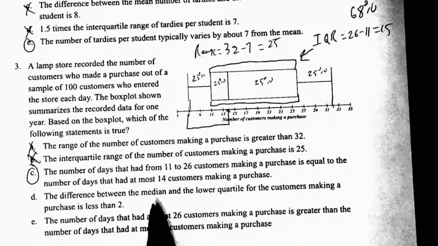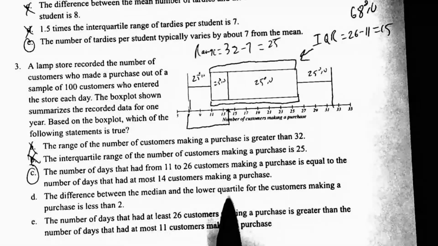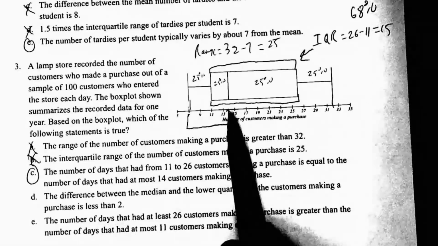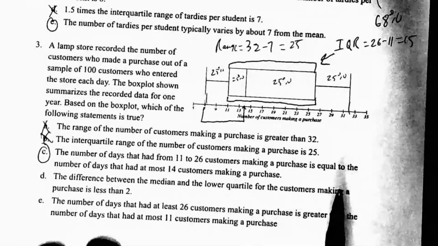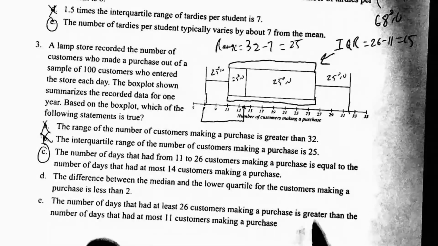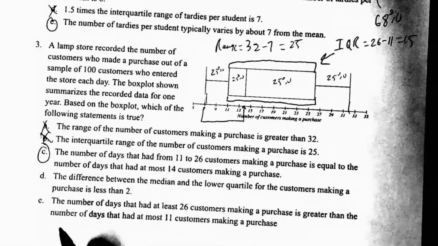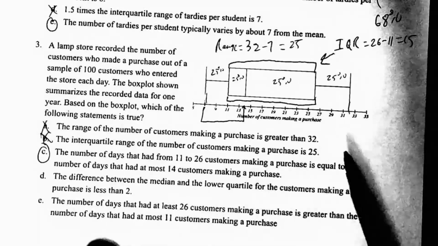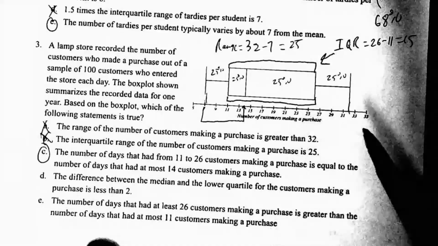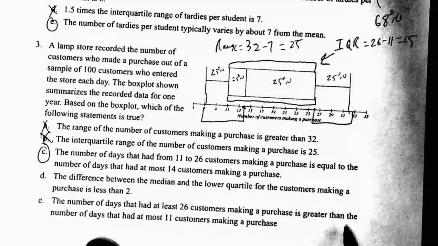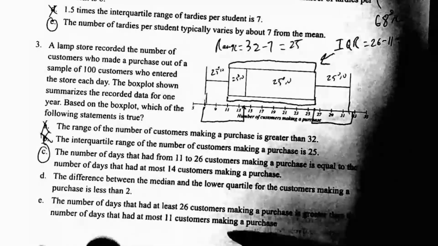The difference between the median and the lower quartile for the customers making a purchase is less than 2. That is incorrect. That would be 14 minus 11, which is 3, so it's not less than 2. And then E, the number of days that had at least 26 customers making a purchase is greater than the number of days that had at most 11 customers making a purchase. So at least 26, that would be this section right here. That's saying that's greater than the number of days that had at most 11.